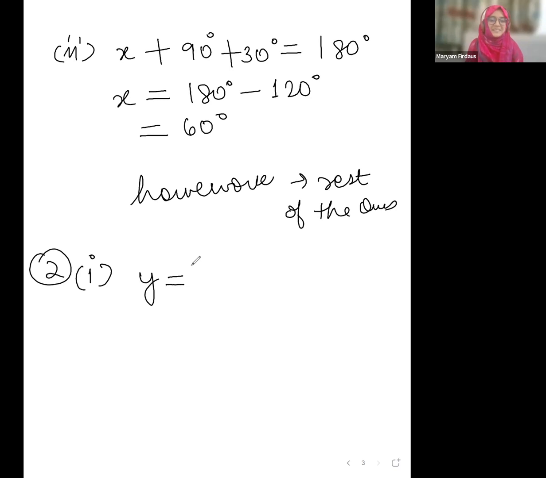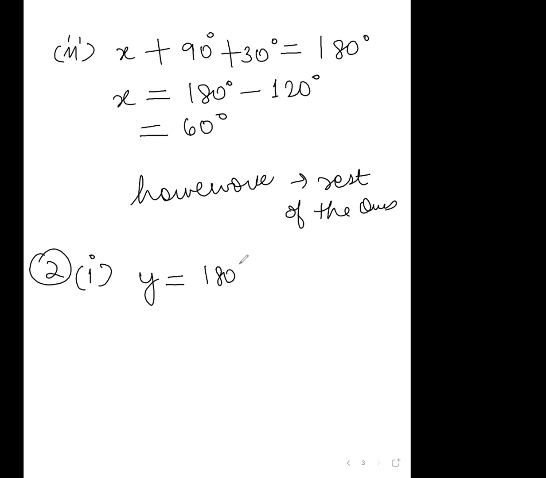Hiba, think. Just take your time, think about it. Linear pair means y and 120 are a linear pair. That means y plus 120 gives 180. Exactly, very good. So y is how much? We can say that y plus 120 is 180. Why do we have to find y?